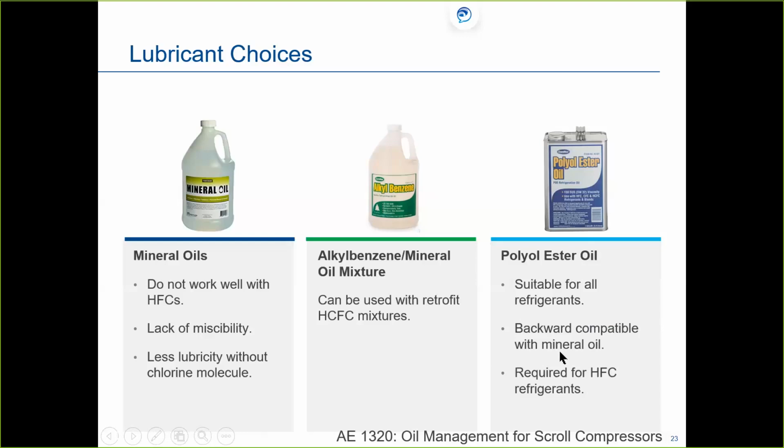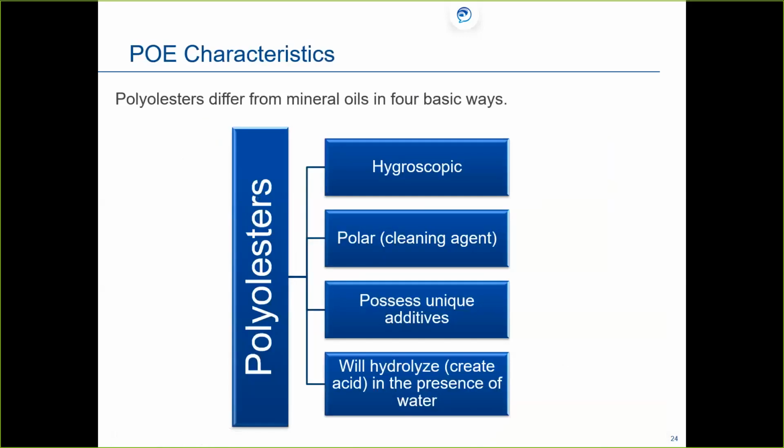Required for HFC refrigerants. POE characteristics. Polyesters differ from mineral oils in 4 basic ways. They're hygroscopic. They're polar. They're a very strong cleaning agent. So if you're not brazing with nitrogen and you're getting some of those particles in there, POE oil is going to come through there with the refrigerant, and it is going to act like a cleaning agent. It's as good as RX11, if not better. So everything that's in there is going to flush out and probably get caught in your TXV or your liquid line filter dryer, depending on where you braze that line at, okay?